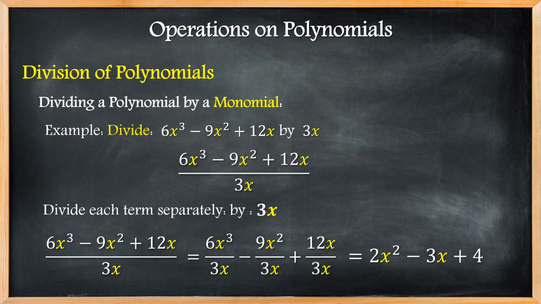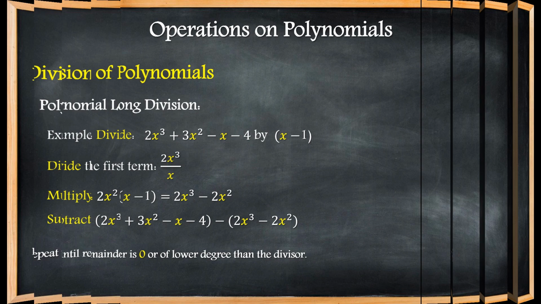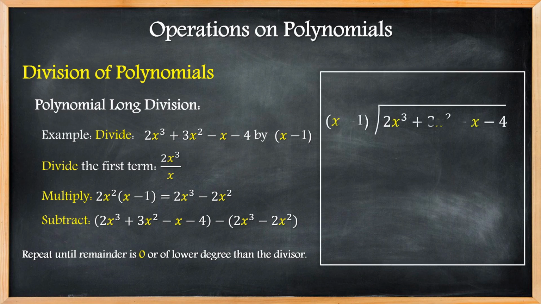6x cubed divided by 3x equals 2x squared. 9x squared divided by 3x equals 3x. 12x divided by 3x equals 4. Final answer: 2x squared minus 3x plus 4. So when dividing 6x cubed minus 9x squared plus 12x by 3x, the quotient is 2x squared minus 3x plus 4. Polynomial long division. Now let's learn how to divide a polynomial by another polynomial using long division.